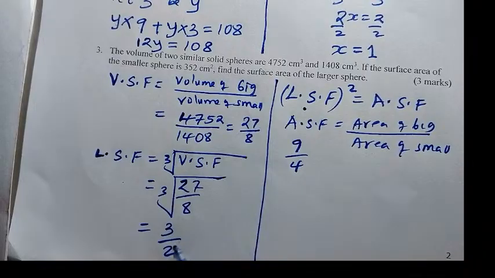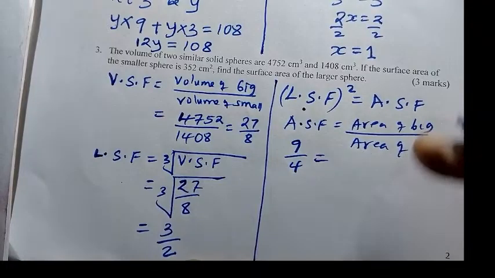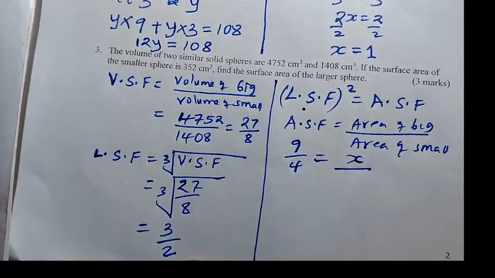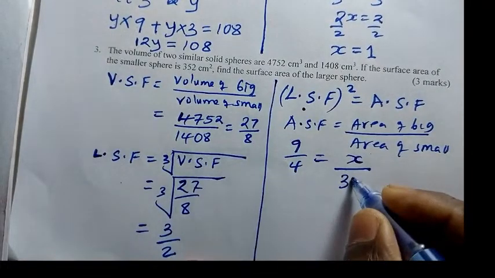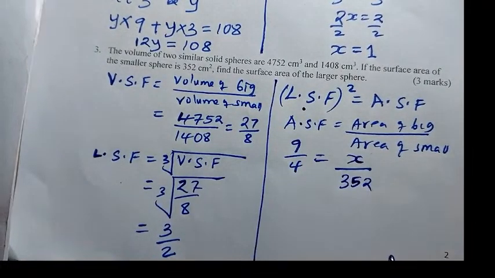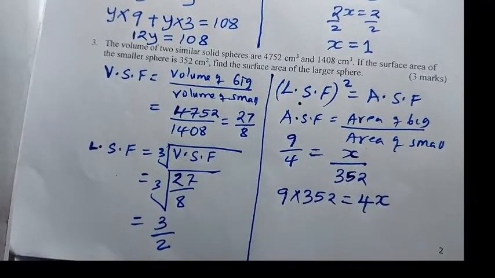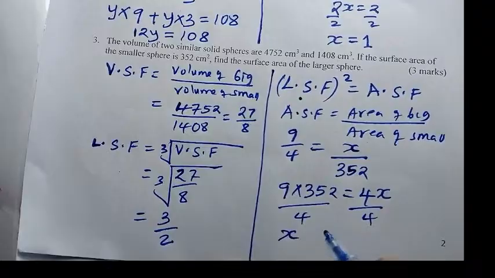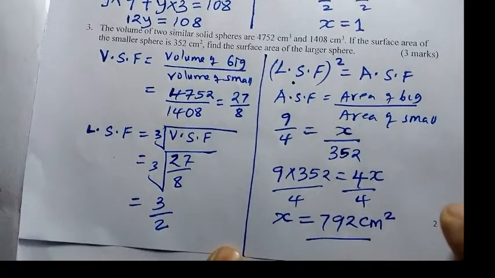So area itakuwa 9/4. This one will be equal to the area of the big, which is x, over area of small. Area of small ni 352. Sawa? So tuna cross multiply x will be equal to x equal, and that is it.